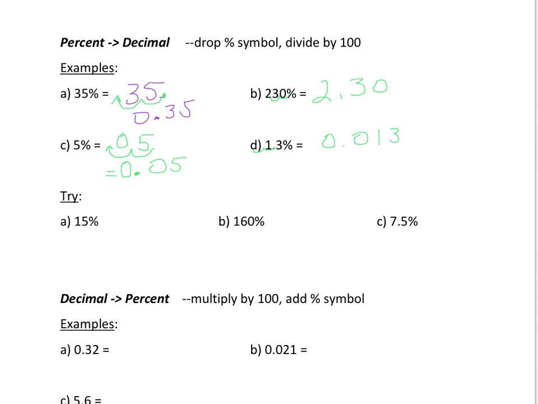Again, there's 3 more for you to try. Try them, press pause first to try them, and then play to check if they're correct. So 15% dividing by 100 will give us 0.15. 160% dividing by 100 will give us 1.60. And I would be okay if you wrote that as 1.6 and dropped the 0. And 7.5% will become 0.075.